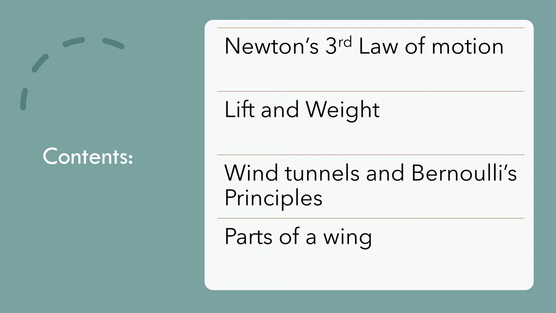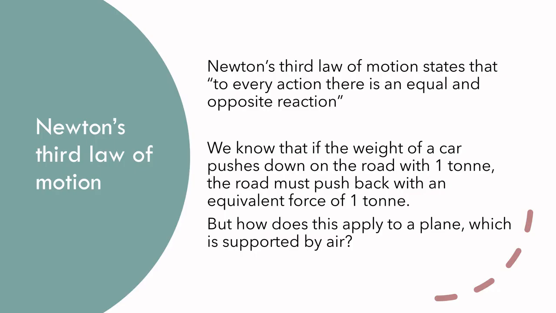Newton's third law of motion states that to every action there is an equal and opposite reaction. We know that if the weight of a car pushes down on a road with 1 ton, the road has to push back with the equivalent force of a ton. The same applies to a boat on water. If a boat pushes on the water with the force of 10 tons, the water must push back with a force of 10 tons. Now, how does this apply to a plane which is supported by air?